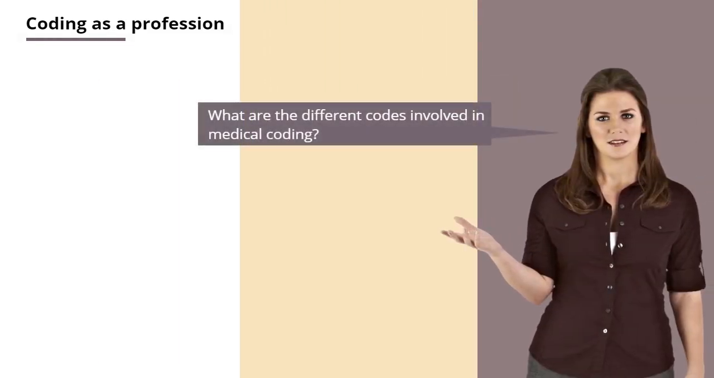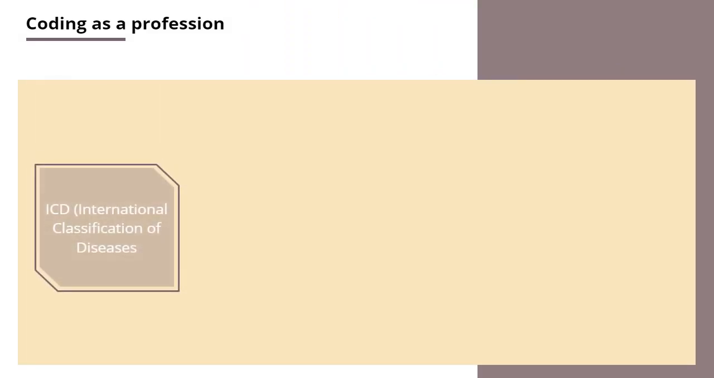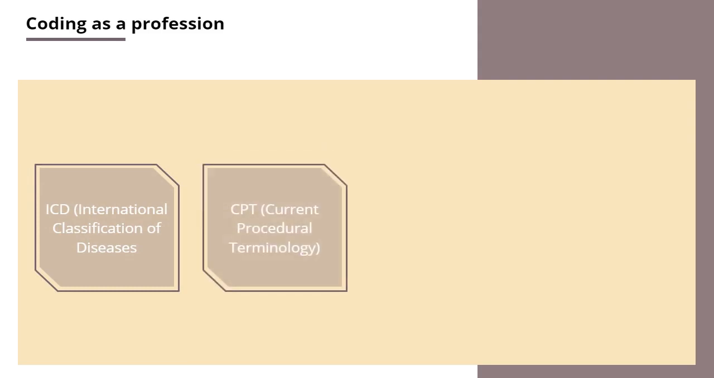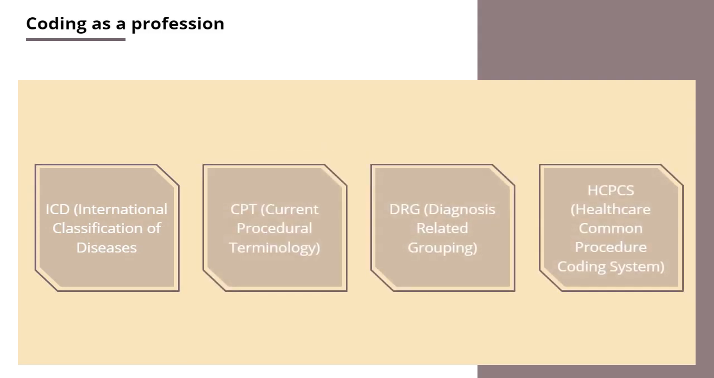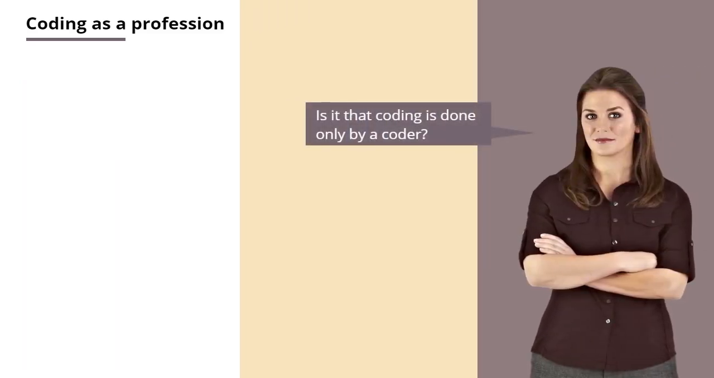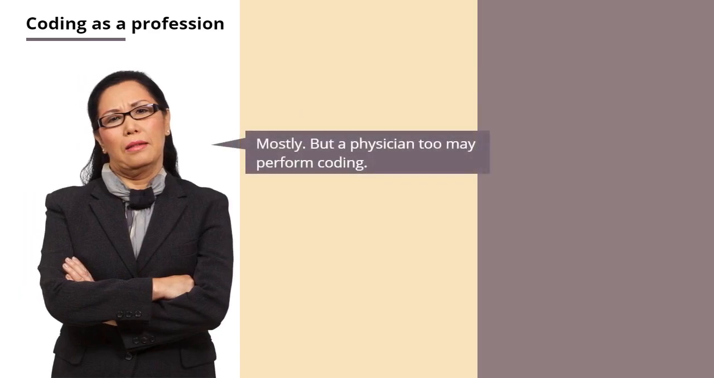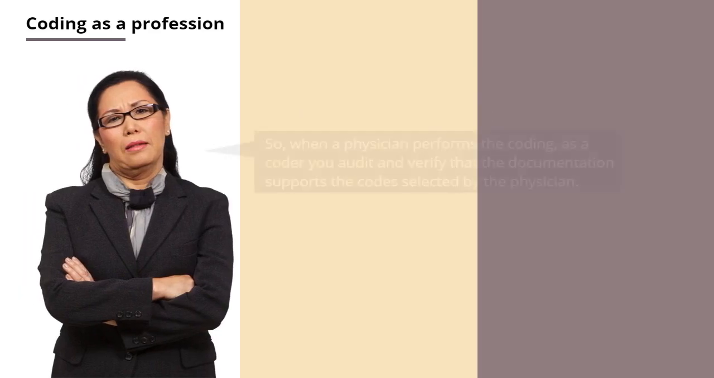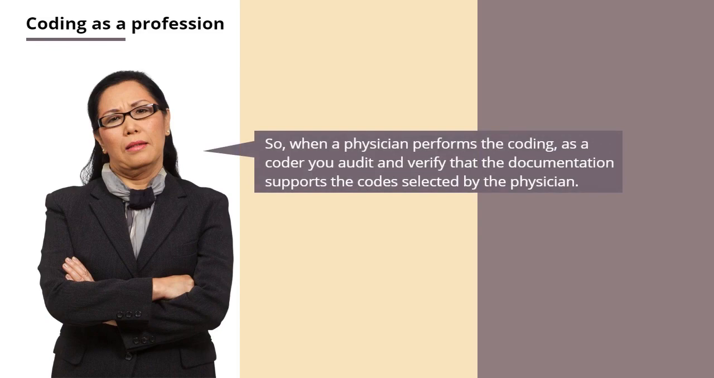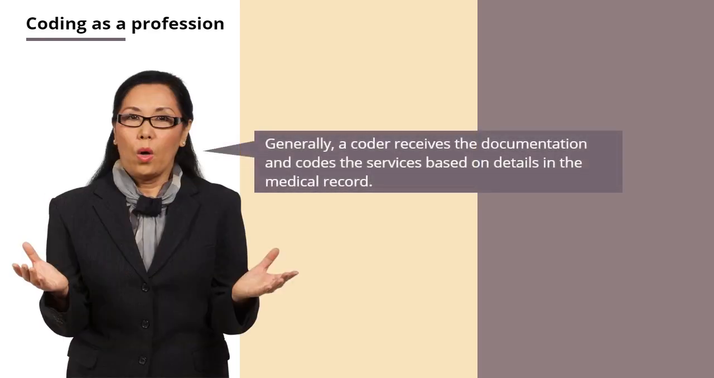What are the different codes involved in medical coding? Other than the ICD codes, medical coding involves CPT, DRG and HCPCS codes as well. Is it that coding is done only by a coder? Mostly. But a physician too may perform coding. So, when a physician performs the coding, as a coder you audit and verify that the documentation supports the code selected by the physician. Generally, a coder receives the documentation and codes the services based on details in the medical record.